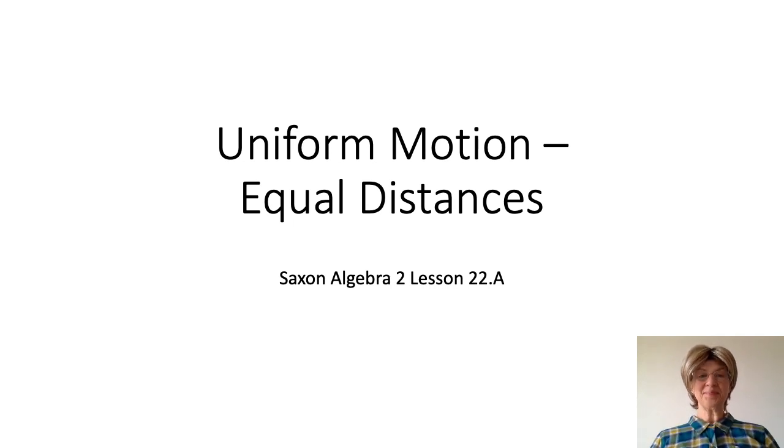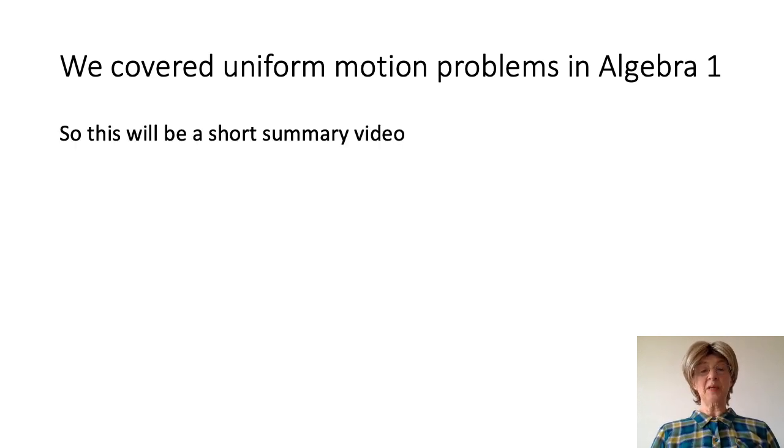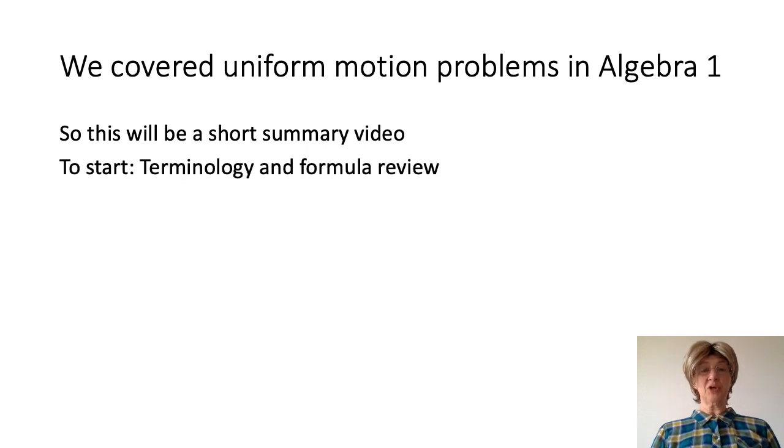Hello students, this is Saxon Algebra 2, Lesson 22A, which is entitled Uniform Motion, Equal Distances. We covered uniform motion problems in Algebra 1, so this will be a short summary video. To start, terminology and formula review.